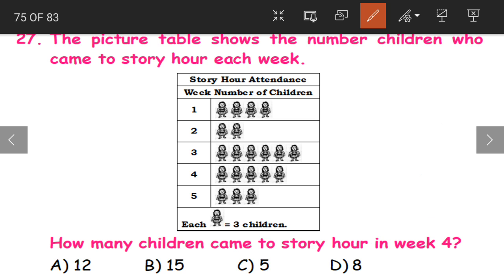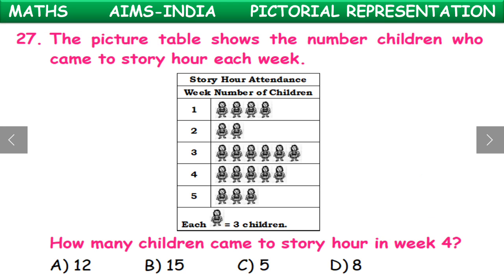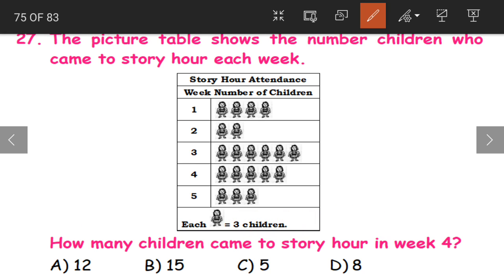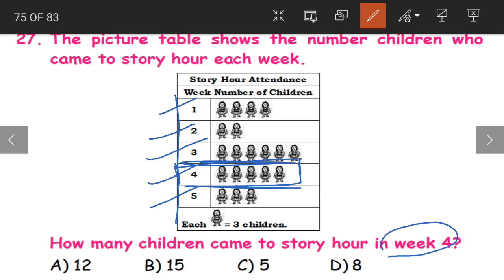Question 27. The picture table shows the number of children who came to the story hour each week. How many children came to the story hour in week 4? These are the weeks: week 1, week 2, week 3, week 4, week 5. We are concerned about week 4. This is our week 4. How many pictures are there? 1, 2, 3, 4, 5. We have 5 pictures here.